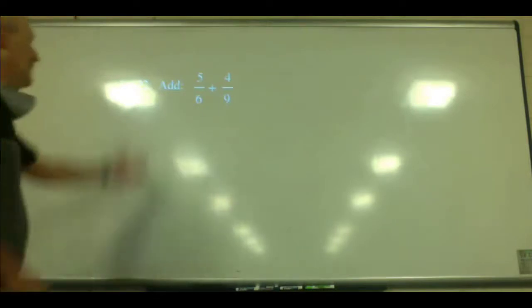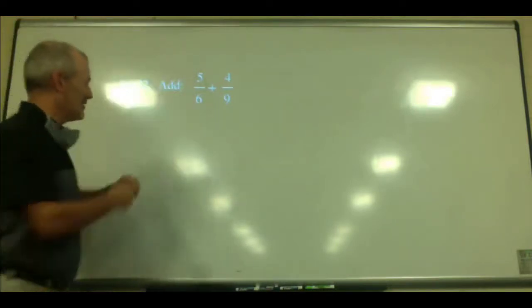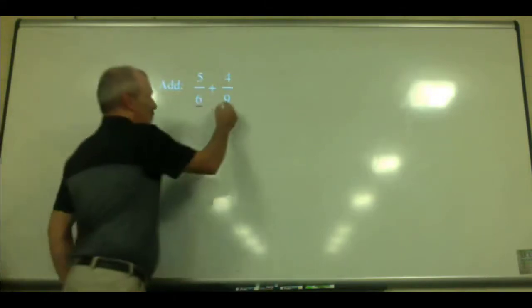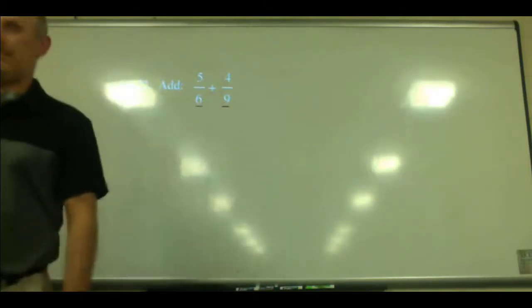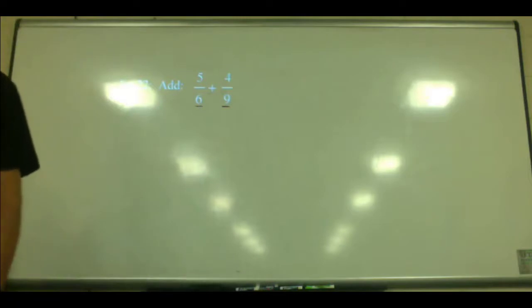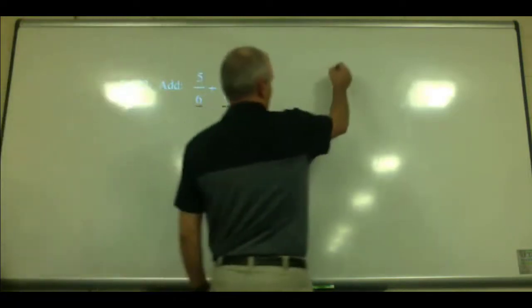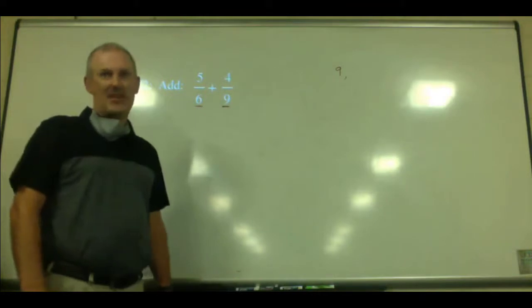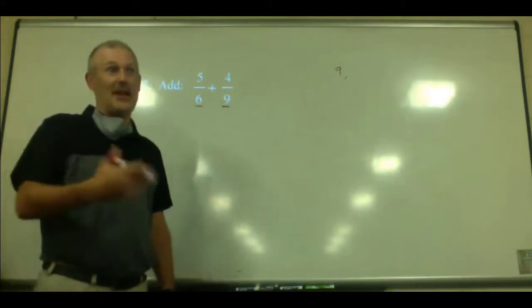All right, we've got 5/6, so we need to use the 6 because that's a denominator, and 4/9. The problem is the 6 and the 9 are not the same, and we need them to be the same. So you picked the biggest one, right? So we start with the biggest one, 9, and I'm just going to go one at a time. Can 6 divide into 9 evenly? No. Not evenly. 1.5, but not evenly.